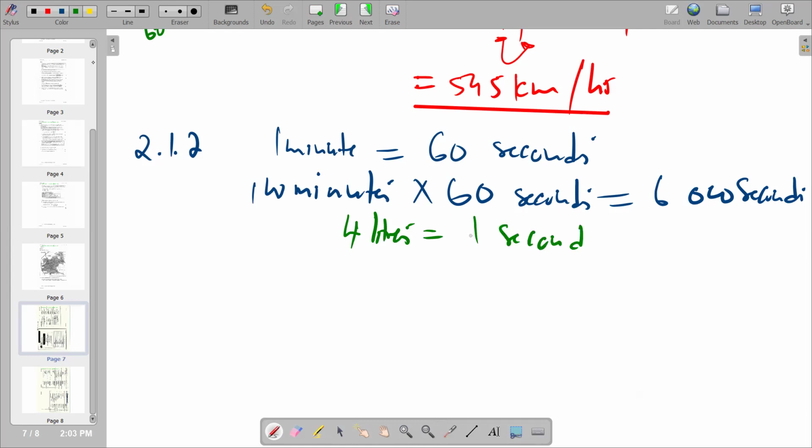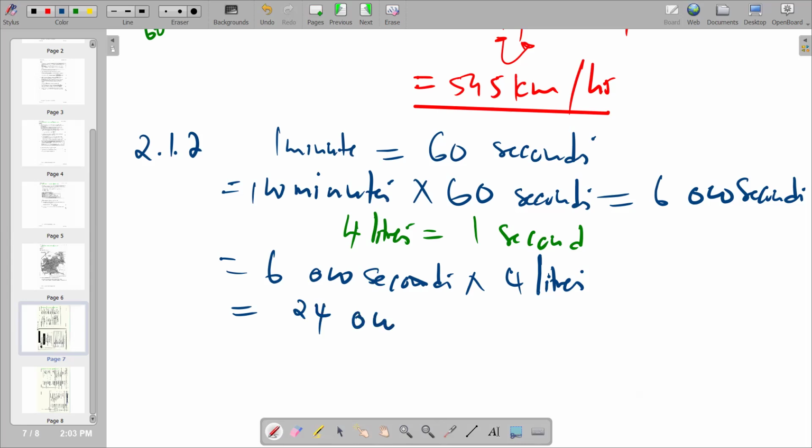So for 6,000 seconds, we are now saying 6,000 seconds times 4 liters. And of course, we calculate it like that. So we see we're going to get 24,000 liters. So this becomes your final answer.